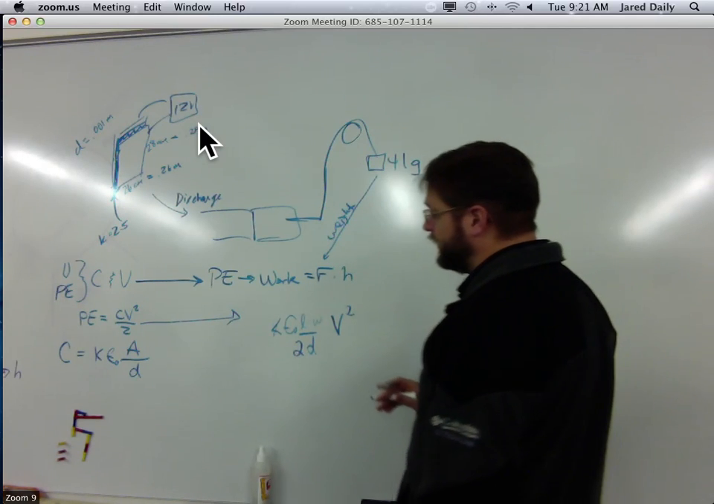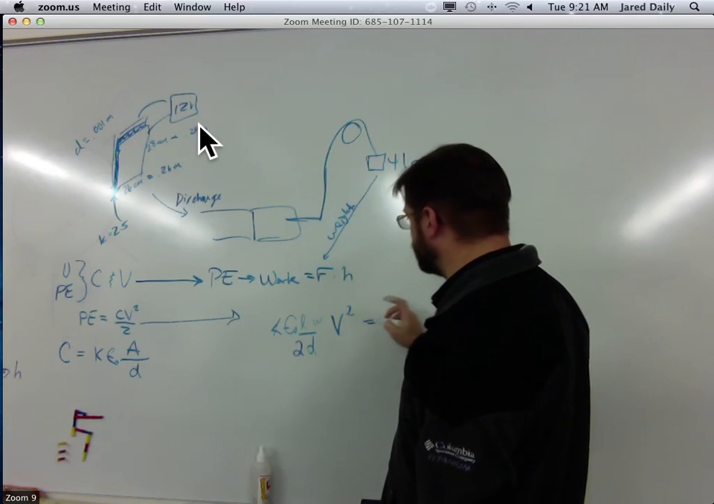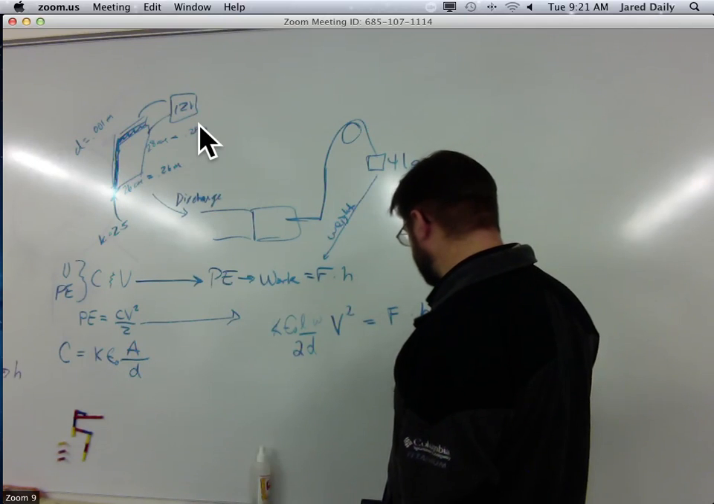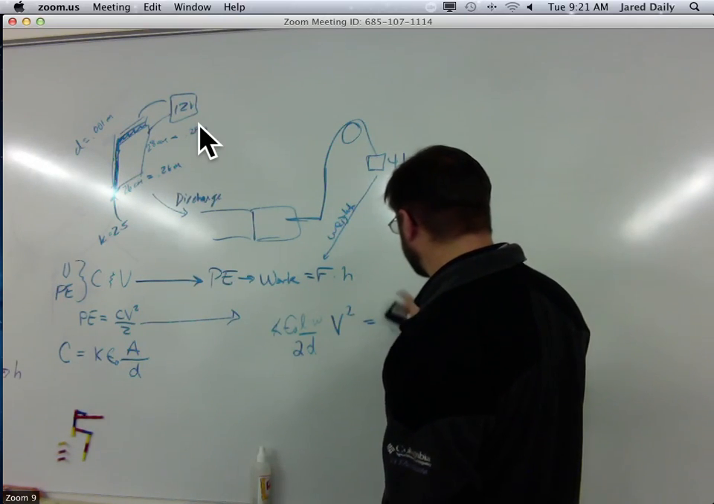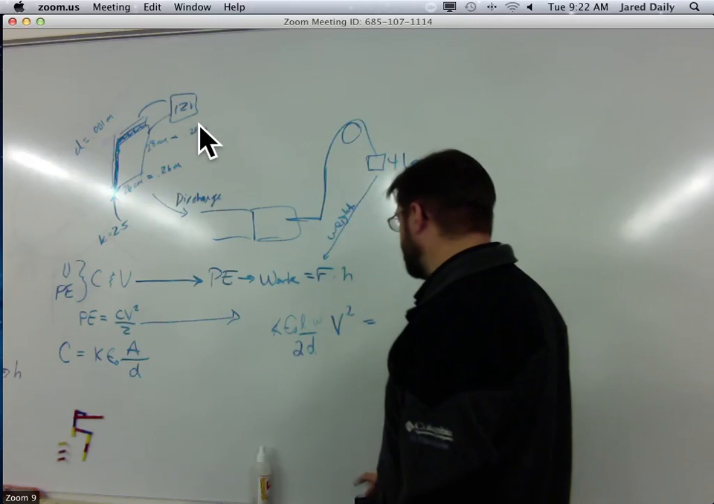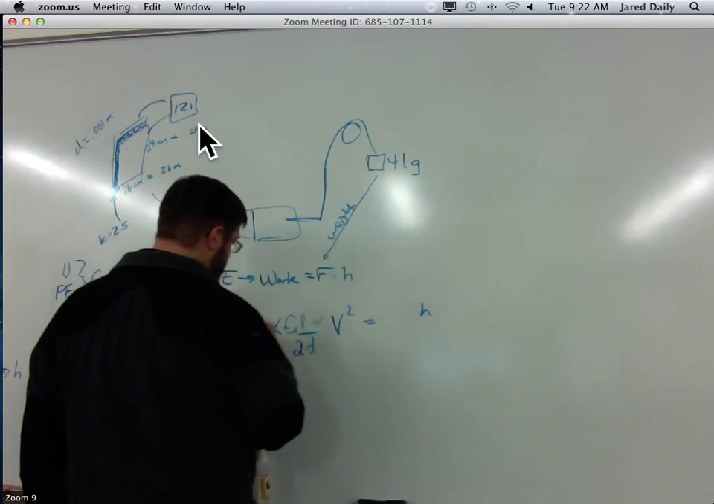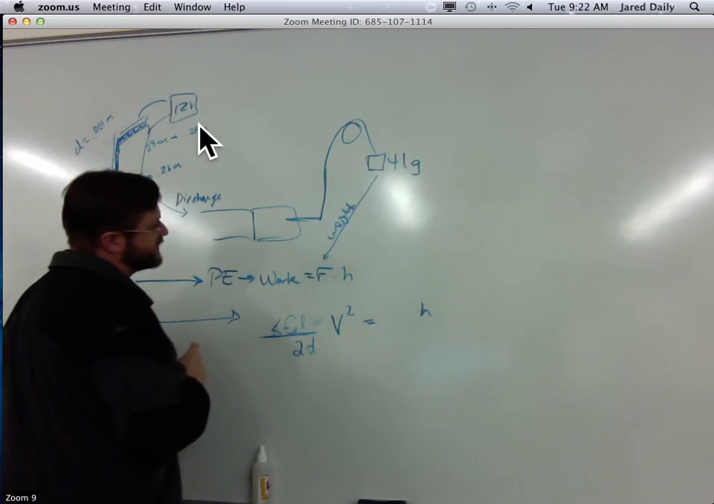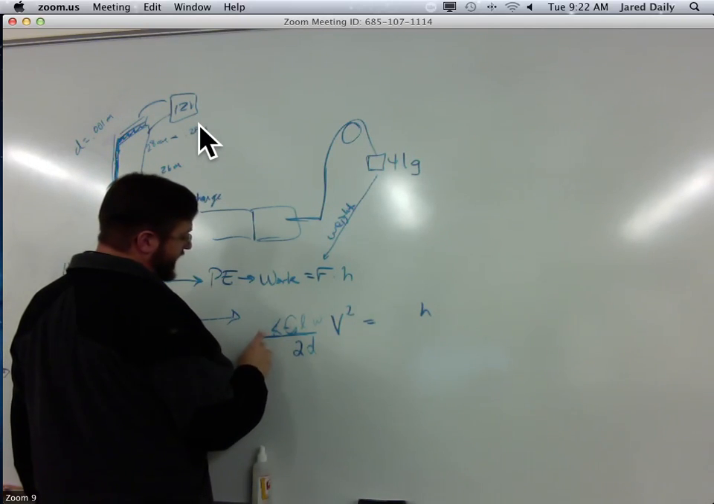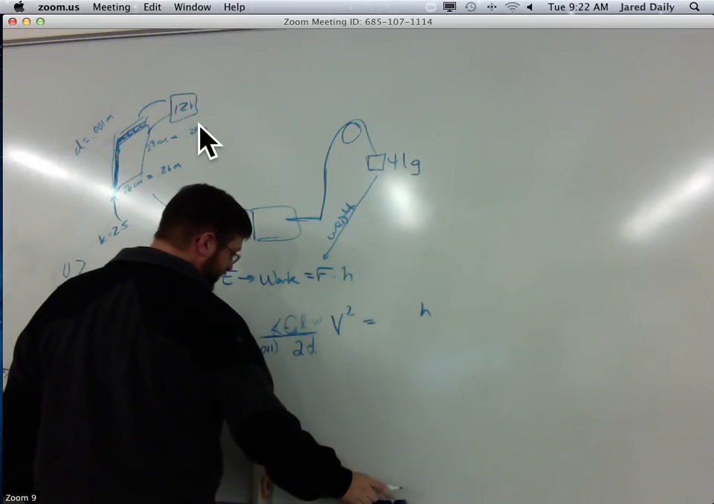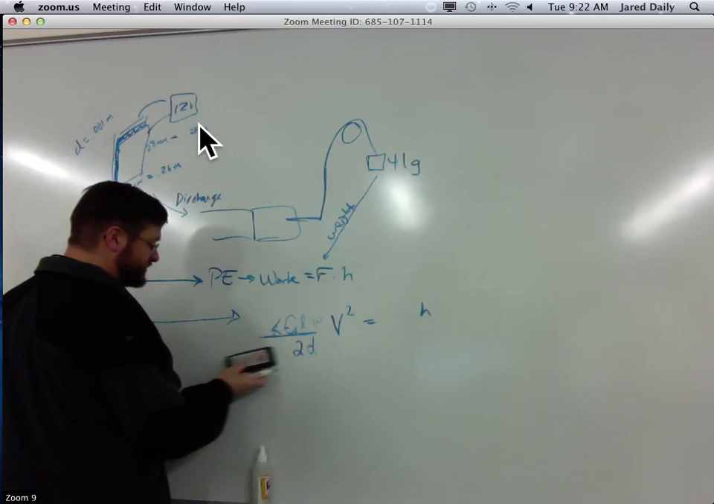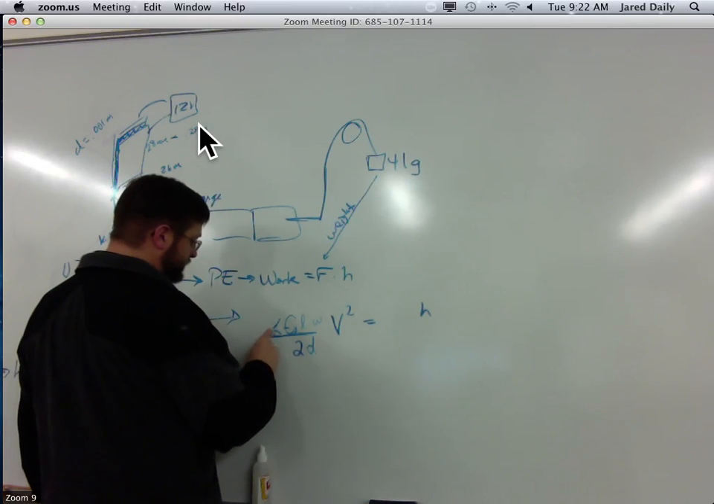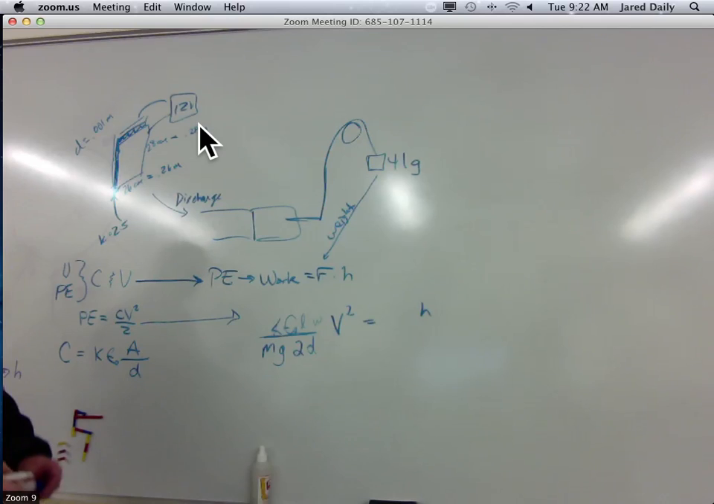And then that has to equal the work that's being done, which is the force times the height. Now the height is the thing we're solving for, and the force we're going to divide on both sides. Sorry, the force is equal to m times g. So that's the mass, which is 0.041 for the mass. No, that's not even right. Remember, let's just write that. There it is. So m times g, right there. And there's your answer.